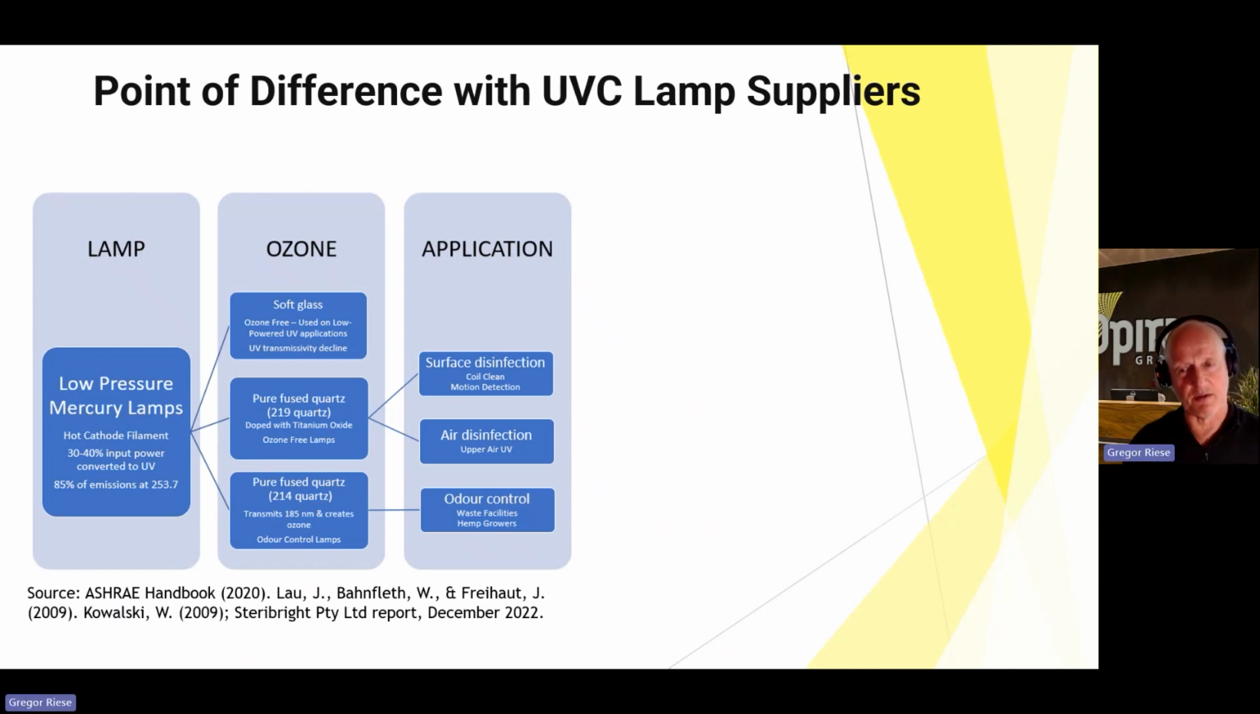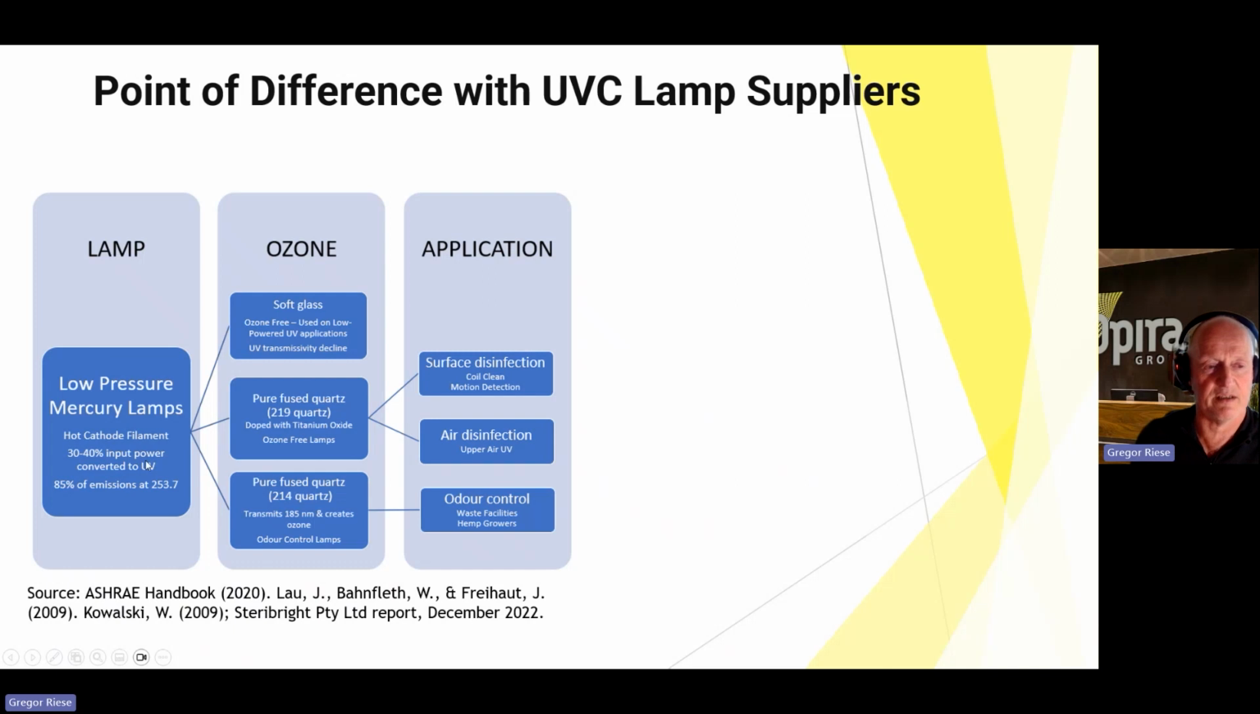Just wanted to provide a bit of background on different UVC lamp suppliers and systems. There are actually not much differences in the actual technology used. They're all low pressure mercury lamps, and these are all the surface and air disinfection lamps supplied to the Australian market. They're hot cathode filament lamps.